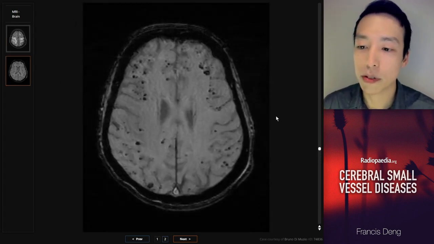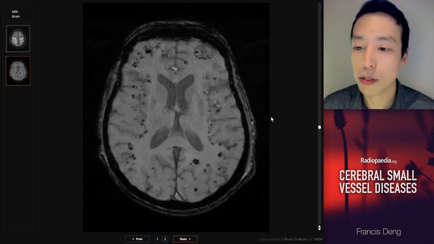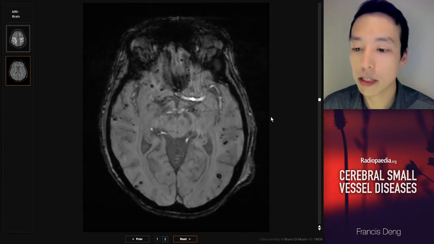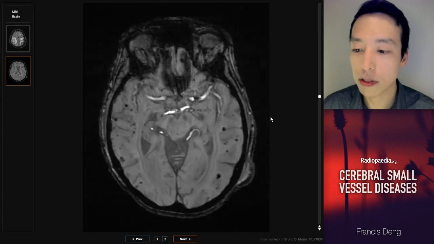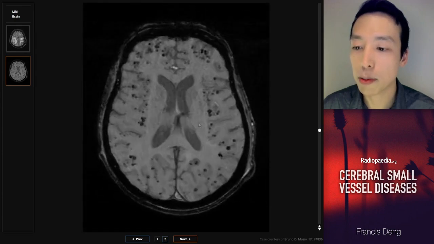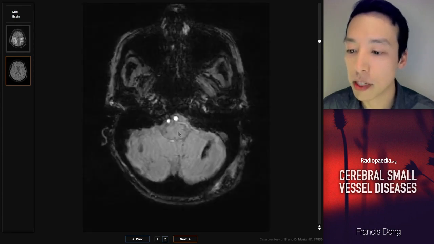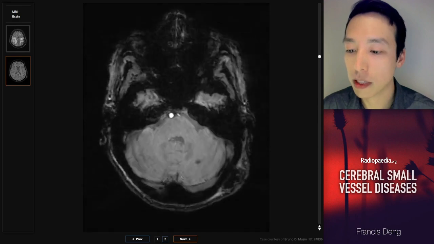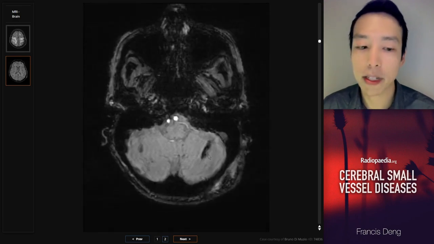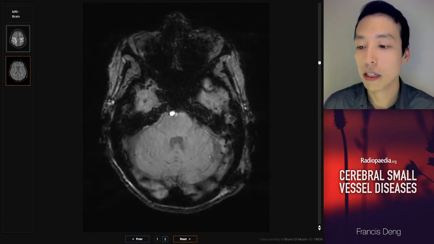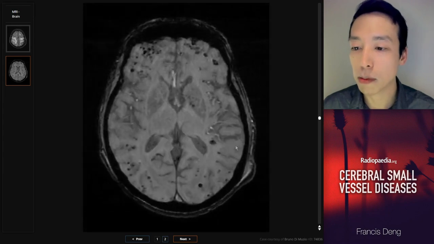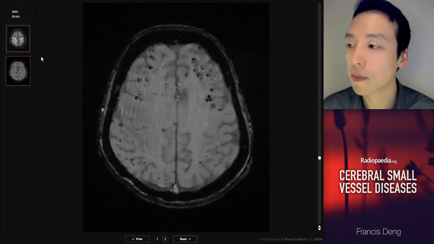The SWI reveals numerous cerebral microbleeds in strictly lobar locations. There are none in the deep gray nuclei, and there are none in the brainstem. Now, there are some in the cerebellum, but they count neither here nor there in the Boston criteria. But we would conclude that this patient has probable cerebral amyloid angiopathy.